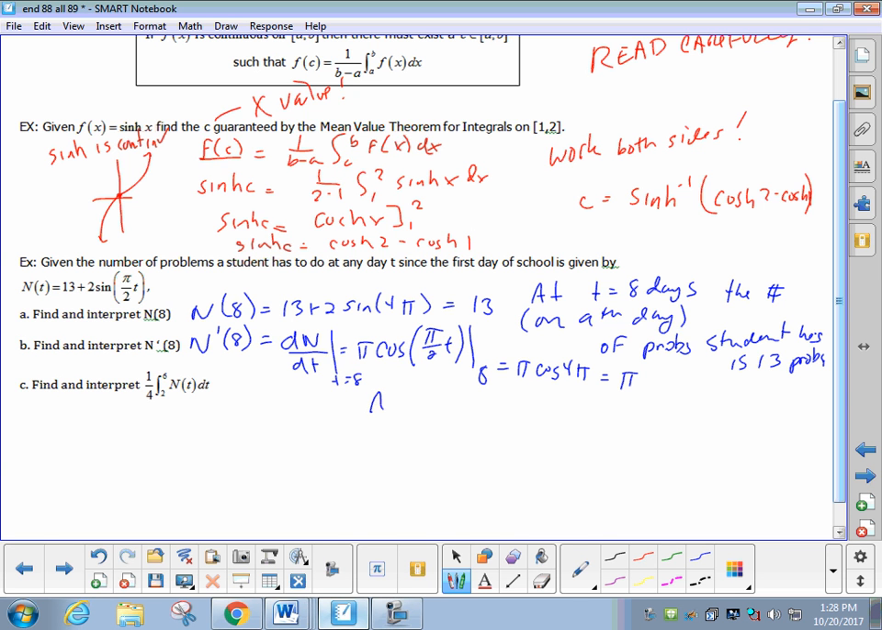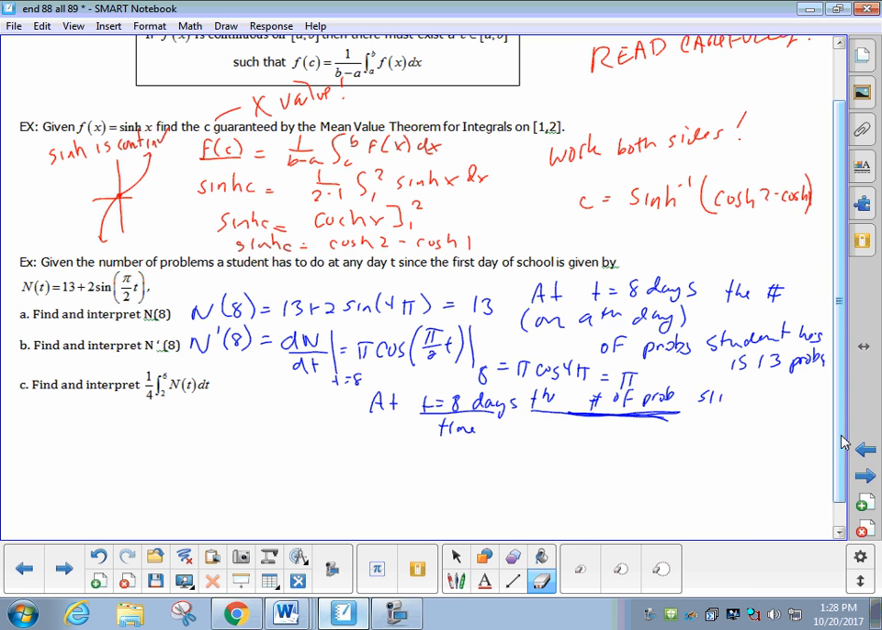On the 8th day, or at time equal 8 days, or on the 9th day, the number of problems the student has to do is changing by pi problems. Okay, so I like that. Interpret, just general format to remind you. I know you guys do this well, but you make a reference to the time, the blank, whatever they tell you, in this case number of problems, and you should always be intentional about interpreting the sign. So don't say changing, but rather increasing or decreasing. In this case, it's increasing.